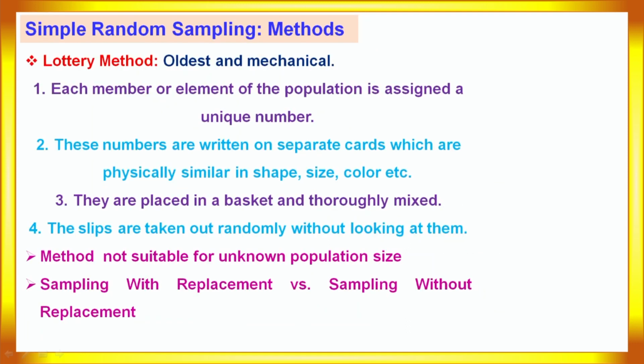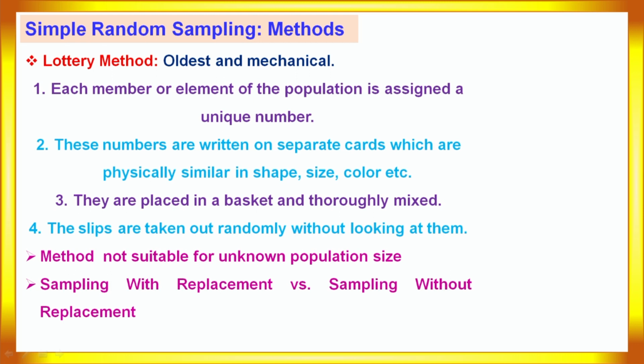Now, the most used sampling method in social science research is either simple random sampling or stratified random sampling. So, how to do this simple random sampling? There are a number of methods to carry out simple random sampling. One of the mostly used methods is the lottery method. It is the oldest and most economical method.